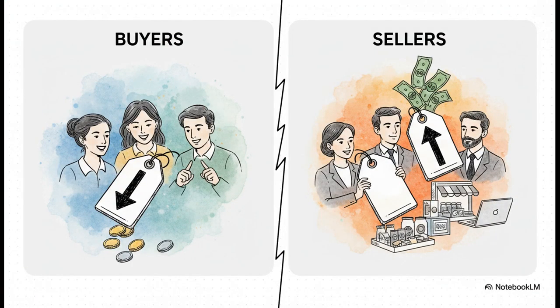All right, on one side of the rope, you've got us, the buyers. And what do we want? Simple, the best possible deal, the absolute lowest price we can get. But on the other side, you've got the sellers, and they want the exact opposite, the highest possible price. It's a classic fundamental conflict of interest.